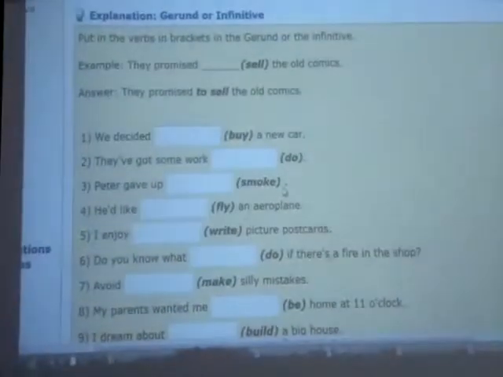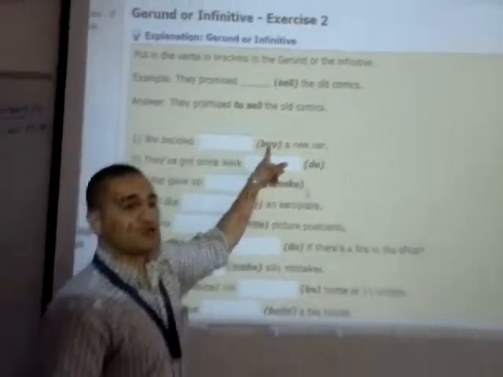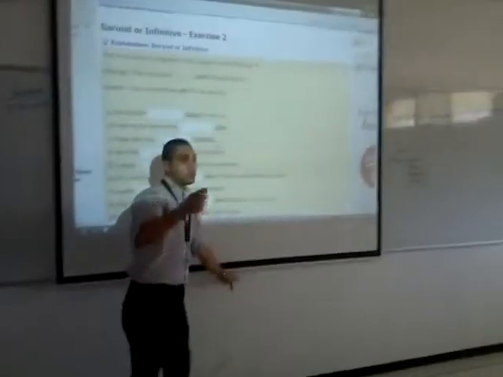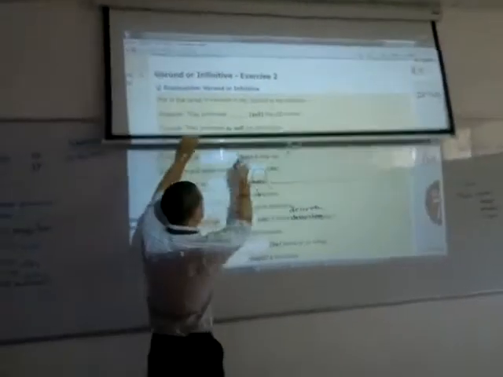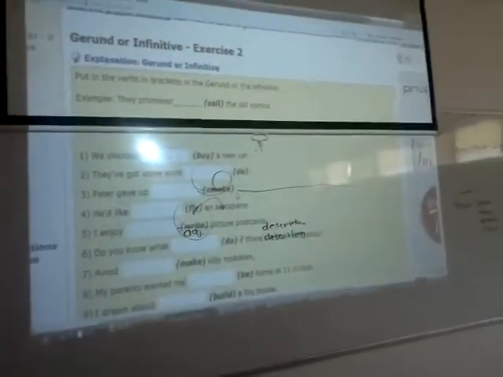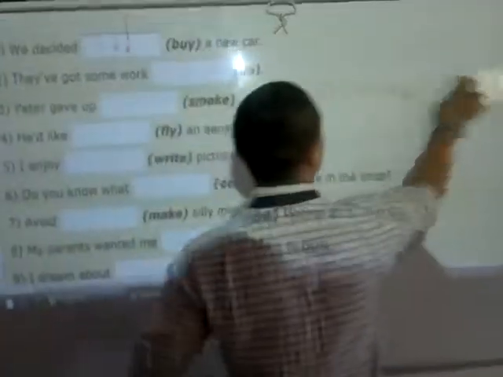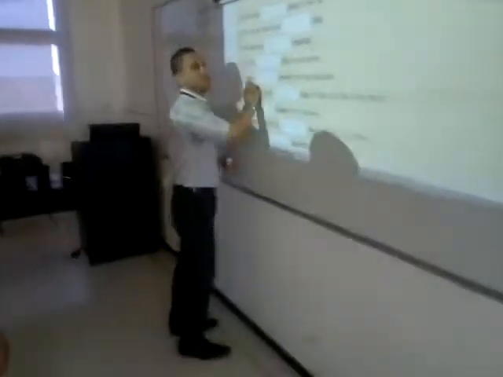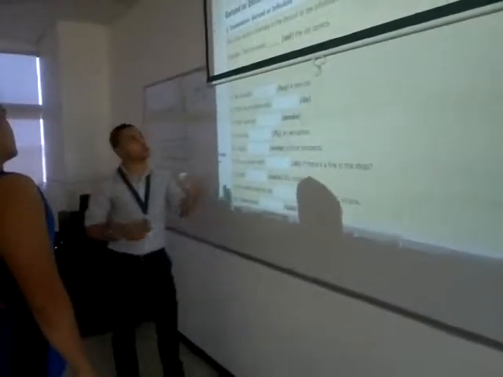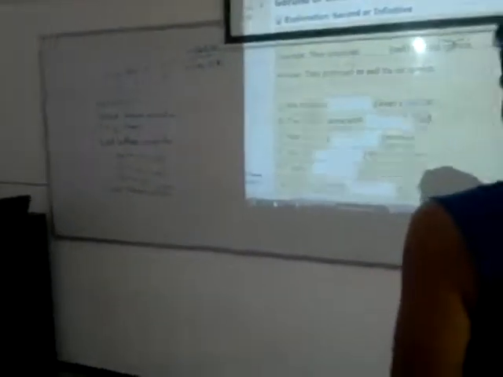For example, we have: we decided. You need to find the main verb first. You need to find the main verb in order to know what structure you're going to use with the verb in parentheses. So for example, why don't you guys come to the front, please. Let's do number 1. I'm gonna show you the other sheet so you can see it. You're gonna be looking at both sheets.